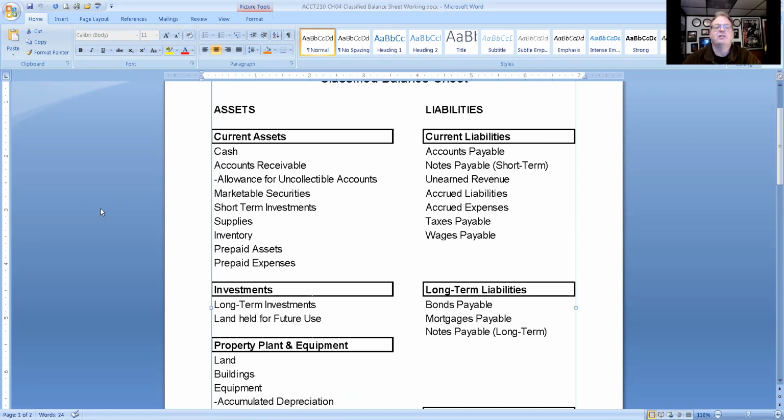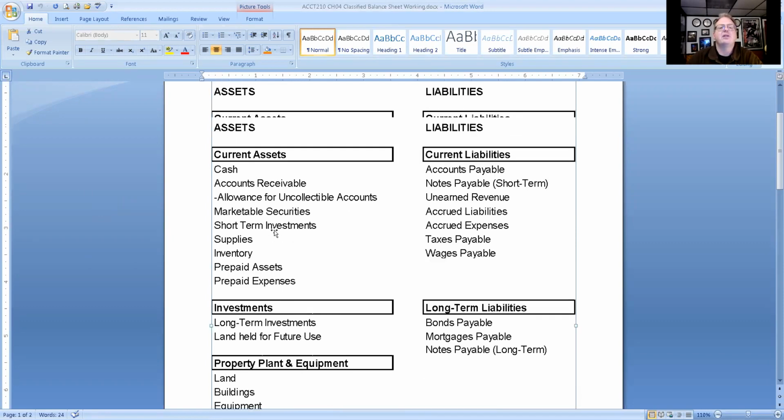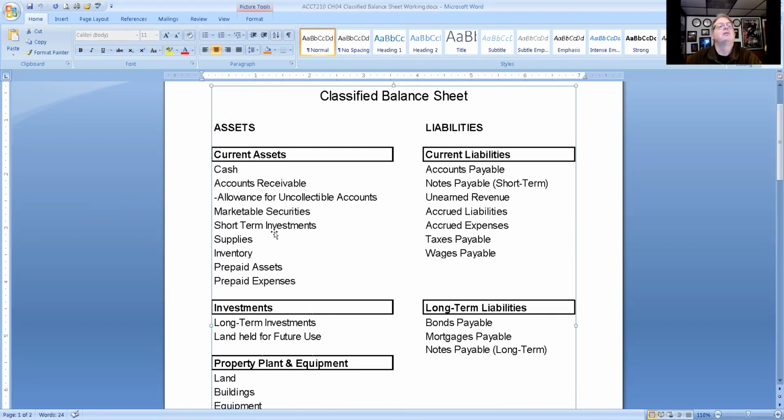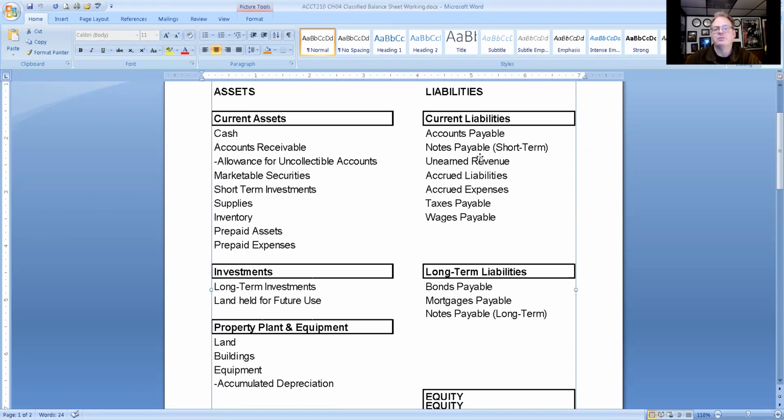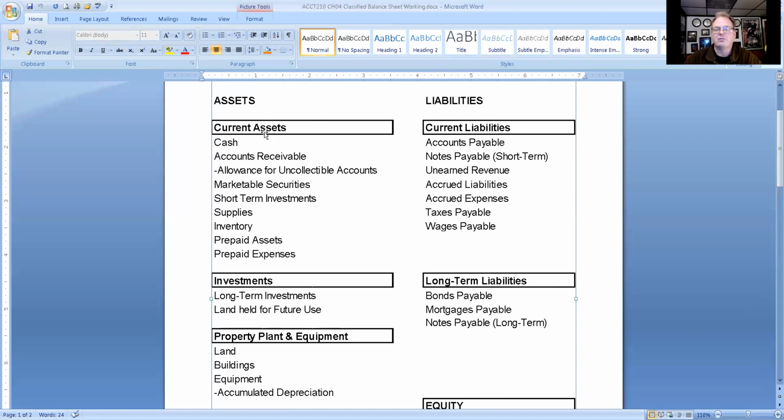So when they say current, we didn't do this in a picture. Current assets are assets that are either cash or they're going to be turned into cash or used within 1 year. And same thing with current liabilities. They're going to be paid for in the next year. Could be earned if they're unearned revenue. So the current ones have a 1 year span. Everything else is more than a year.